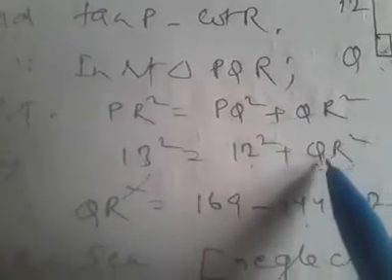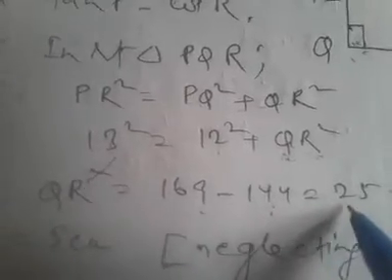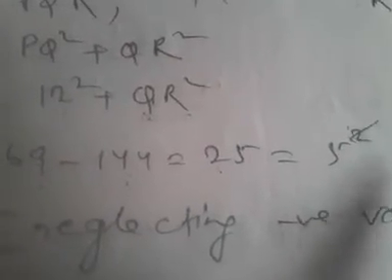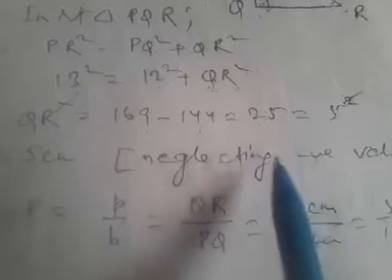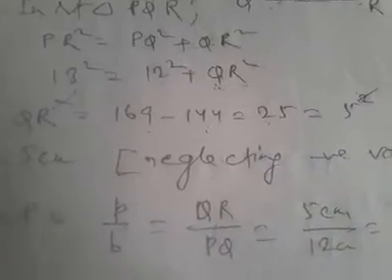Values of PR and PQ are known to us, which have been substituted over here to get the value of QR. The square of QR is equal to the difference of 169 and 144, which is equal to 25, and the square root of 25 is 5, so the square is cancelled out of both LHS and RHS to get QR equal to 5 centimeter. We have to neglect the negative value.